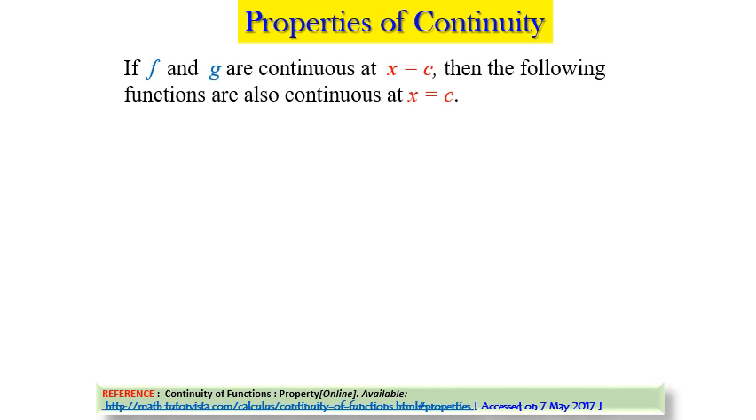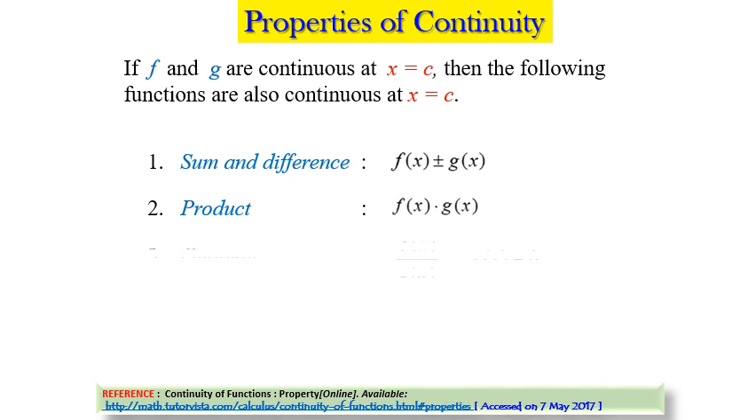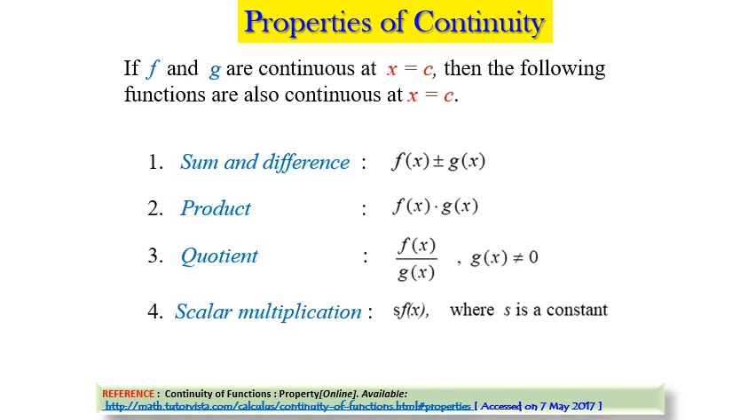Apart from this calculation, we also need to know a few properties of continuity. This is the property of sum and difference. This is the property of product. This is the property of quotient, which is a rational function. And also scalar multiplication. All of these we consider to be continuous.